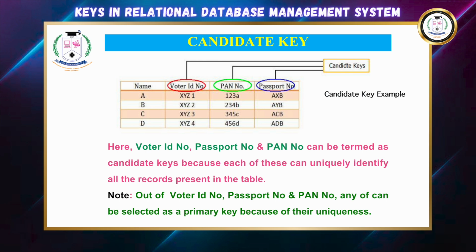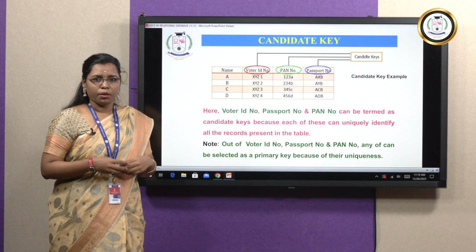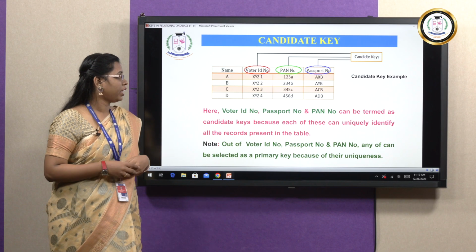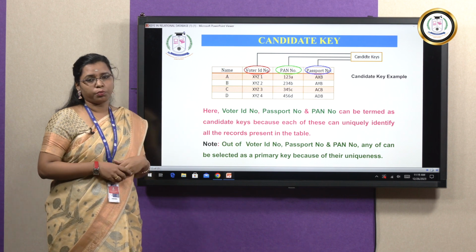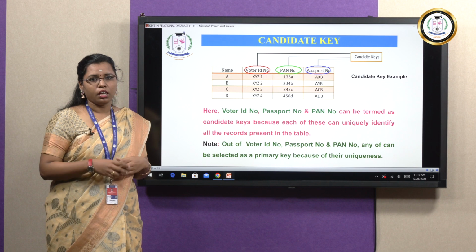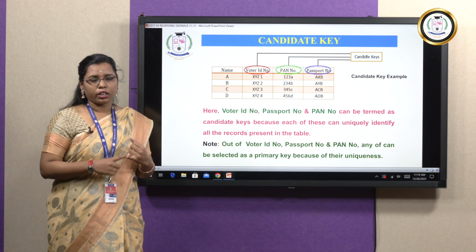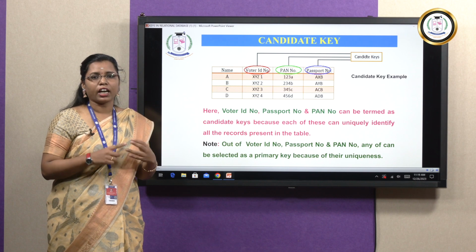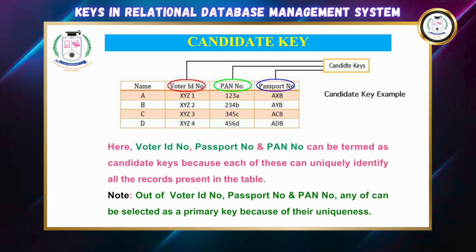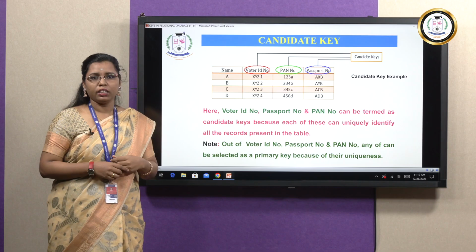Here passport number we can take as a primary key. Yes, PAN number can be used for unique identification. Voter ID also can be used for unique identification. So primary key can have only one unique identification, but candidate key can have more than one. Therefore voter ID, PAN number, passport number, all these are attributes of the candidate keys.